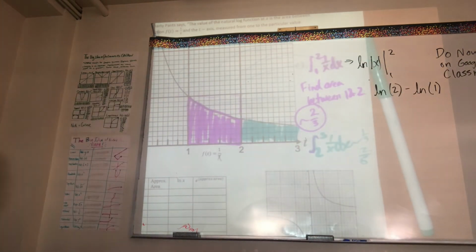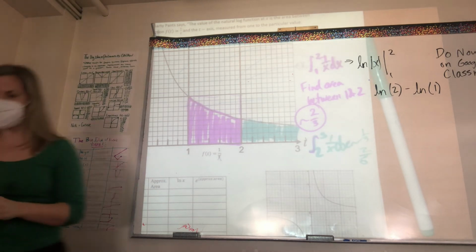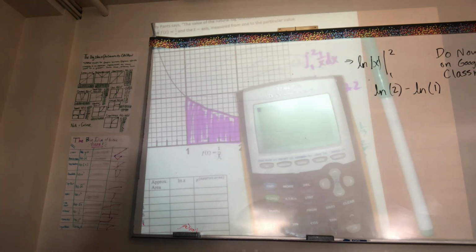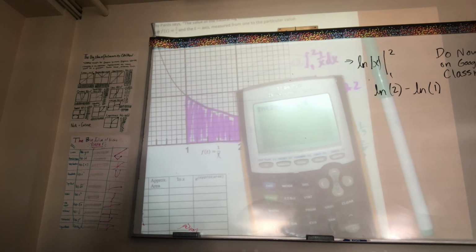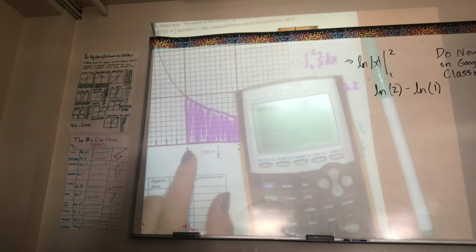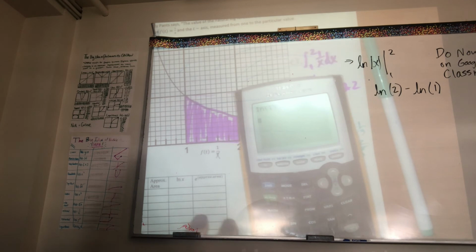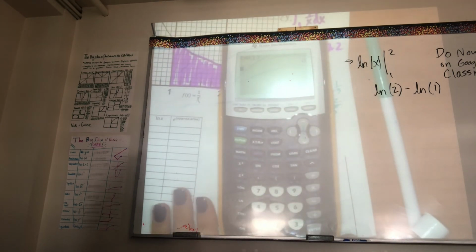Let's do it on the calculator and see what we get. We should get around 2/3-ish. Do you know what ln of 1 is? If ln is the area underneath this curve starting at 1, what's the area from 1 to 1? Zero. So ln of 1 is 0. Ln of e is 1.